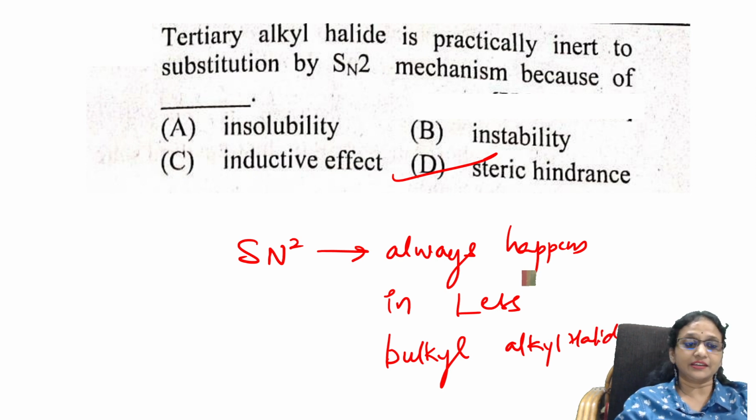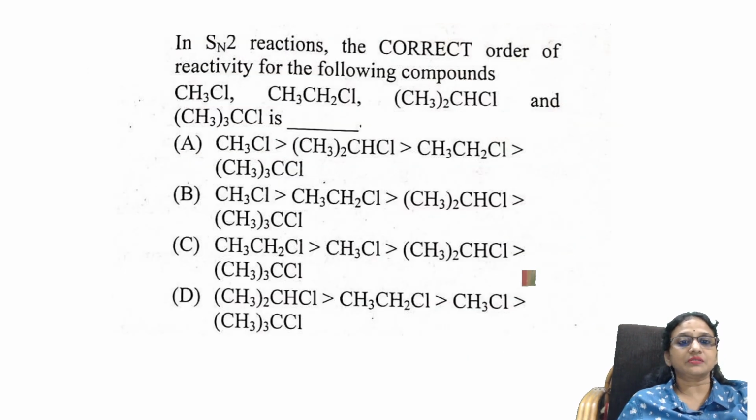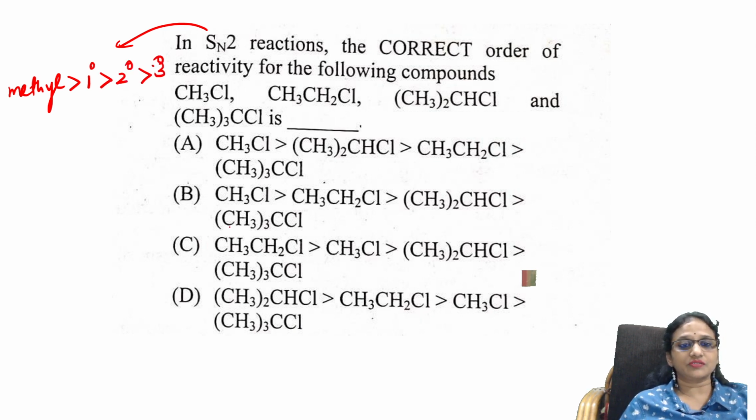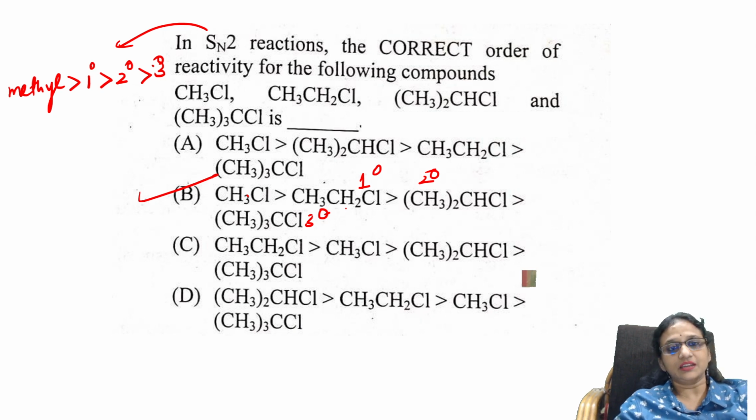Next question. In SN2, the correct order of reactivity of the following compounds. I said in SN2, the order is methyl first, primary second, secondary third, then tertiary. So which is methyl? This is methyl. This is primary. This is secondary. This is tertiary. Easy. Next question.